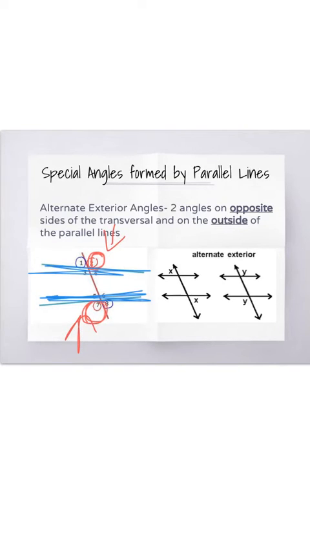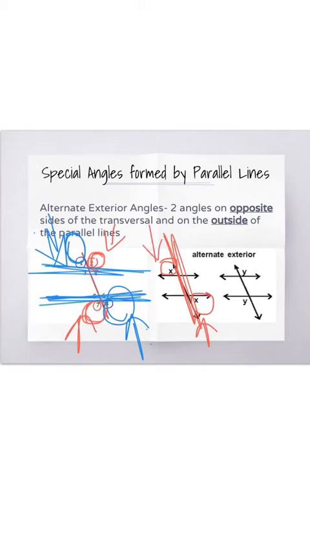Same with number 1 and number 8. They are on the opposite sides of the transversal line and on the outside of the parallel lines. You can see it more closely in the picture on the right, where you have the angles X are on the opposite sides of this transversal line and they're on the outside of the parallel lines. And then same with angles Y. These are on opposite sides of the transversal line and on the outside of the parallel lines. Remember that alternate means opposite and external means outside.